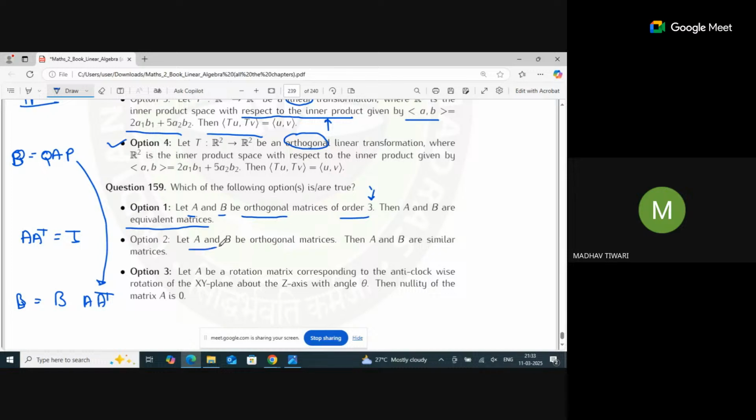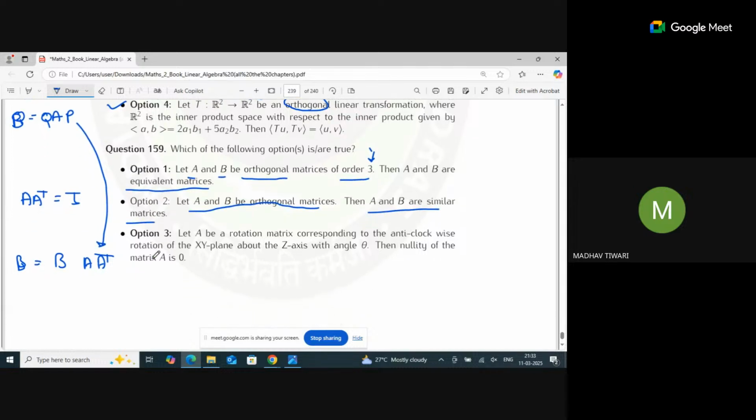A and B are orthogonal matrices, then A and B are similar. No, it is not, because we can't say that this B will be A transpose inverse. It is not always possible.